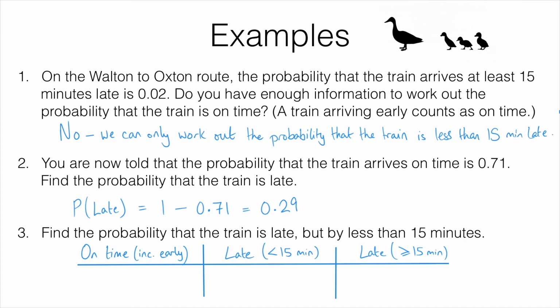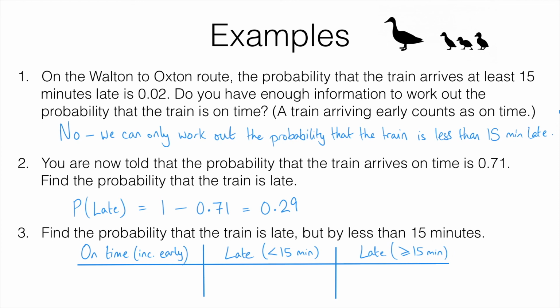Here are 3 events. The train could be on time, and remember that includes being early. The train could be late, but by less than 15 minutes. Or the train could be late by at least 15 minutes. These outcomes don't overlap. The train can't be on time and late. It can't be less than 15 minutes late and at least 15 minutes late together. So these are mutually exclusive events, and they're also exhaustive. They cover all the possible outcomes for the train.